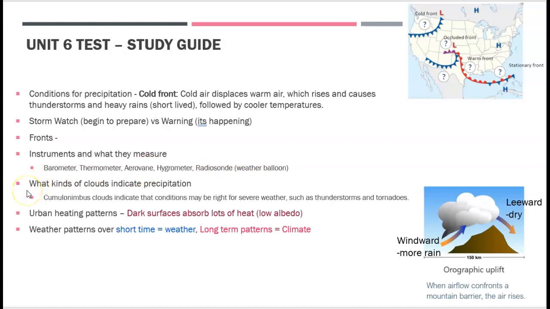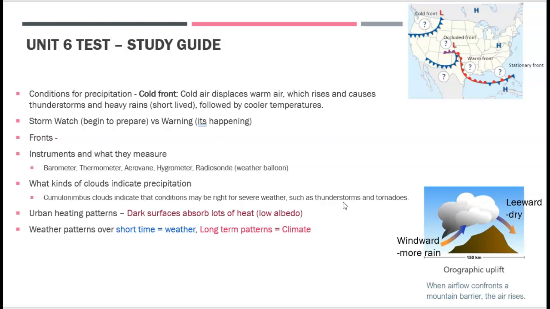What kind of clouds indicate precipitation? Cumulonimbus clouds indicate conditions that may be right for severe weather, such as thunderstorms and tornadoes. When we see these severe weather conditions, there's usually an uplift that takes place. The air will warm at the surface of the ground. Our ground is usually hotter than the air above it. That air warms up and it rises, it lifts up because it becomes less dense. And when it does that, it cools down.